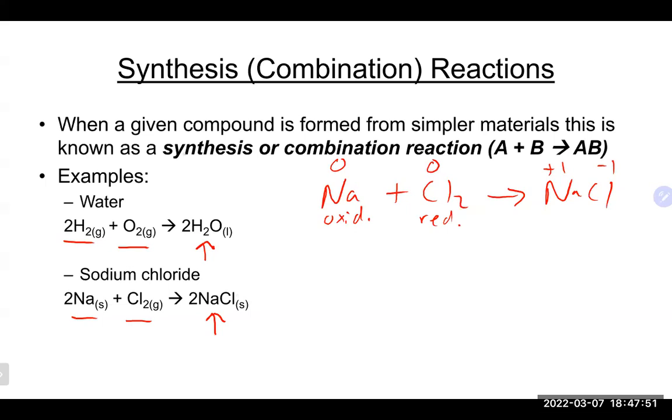I think in your lab, they look at this as synthesis or combination. I don't think they really get into the redox part of it. But again, redox is the big classification. Most people would probably classify this reaction as a synthesis or combination. Any questions on that one there?